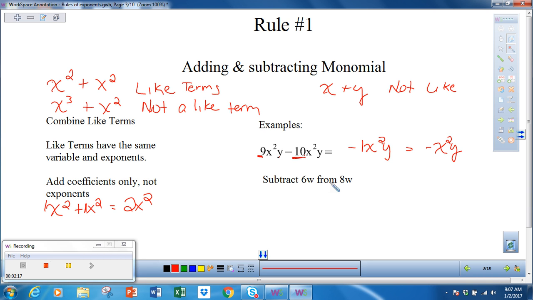This is sort of a word problem. Subtract 6w from 8w. These are like terms because they both have w. And when we subtract from, remember the wording subtract from means that we have to reverse the order. So it's 8w minus 6w, which is 2w. Okay? And again, those are the notes. You need to write these down in your notes.